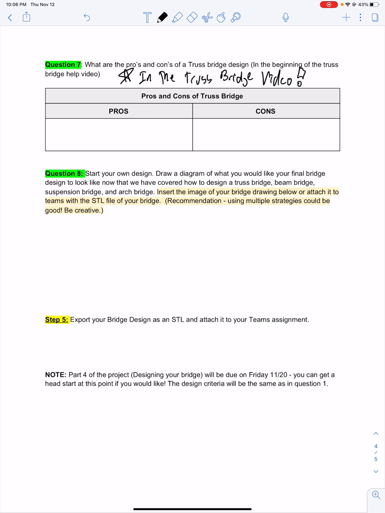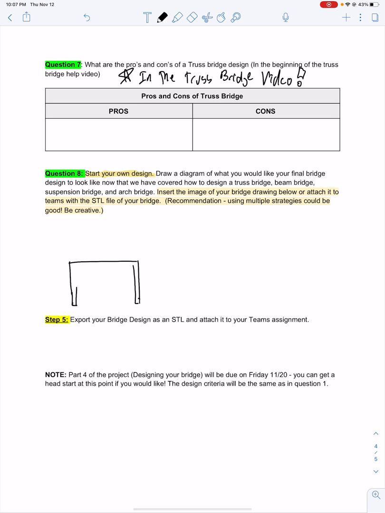And then finally, question 8, start your own design. How exciting. So this is part 3 of our project, part 4, which is due next Friday, remember? Not this Friday, Friday the 20th before Thanksgiving. You're making your own bridge design in Tinkercad, so draw a design of what you would like your final bridge to be. I'll go ahead and make one right now. This is as simple as you just need to make it your own. So don't copy what I'm putting right here.